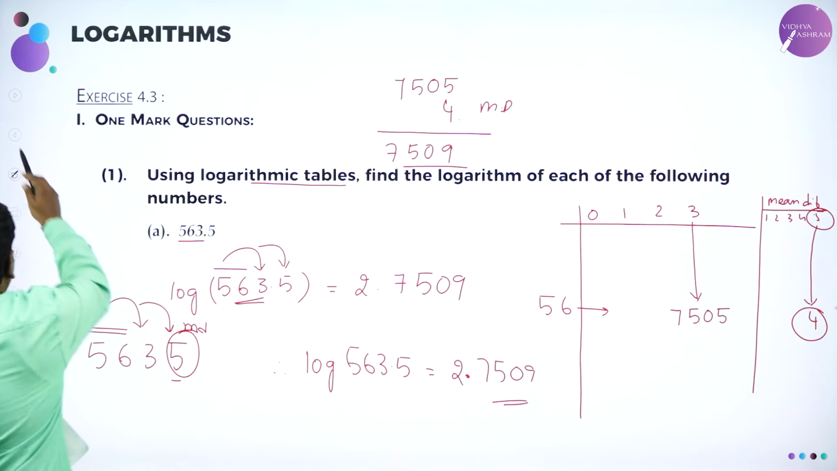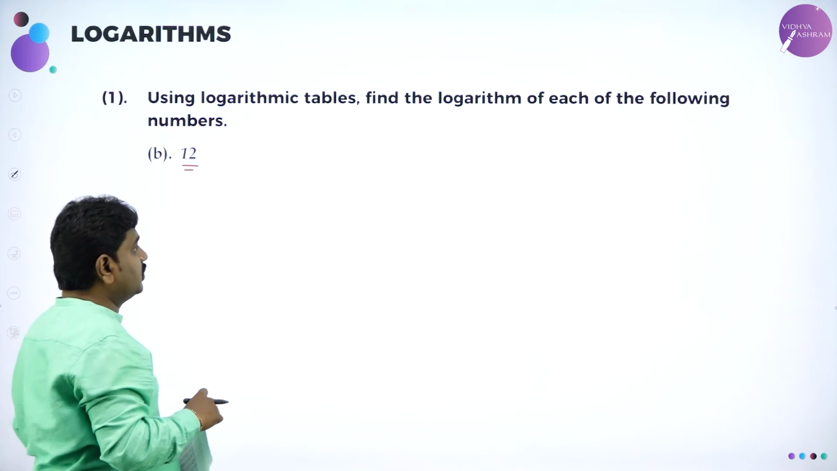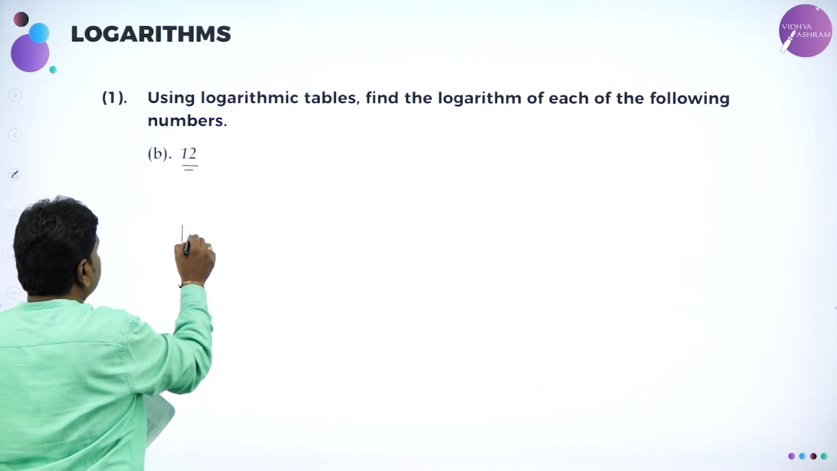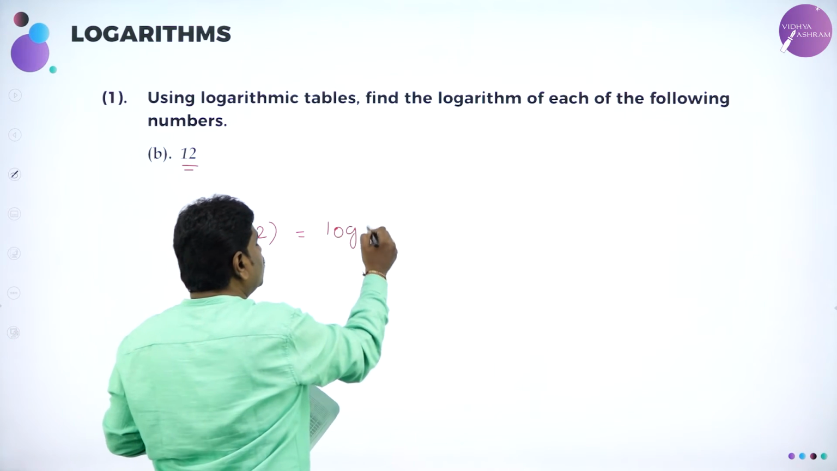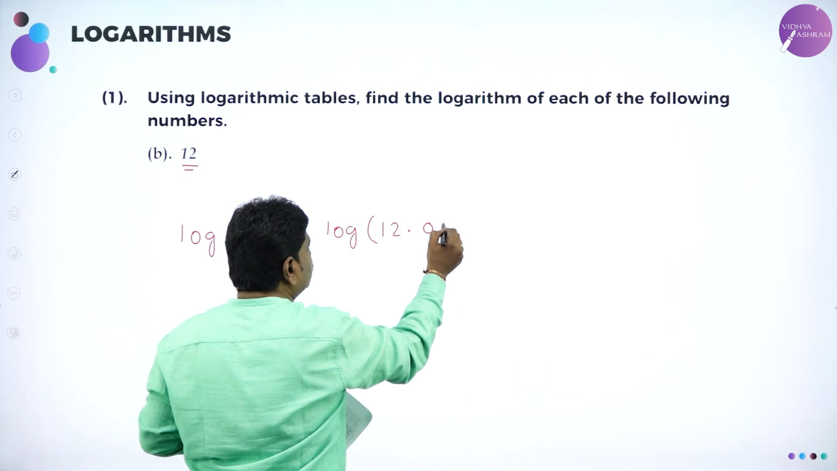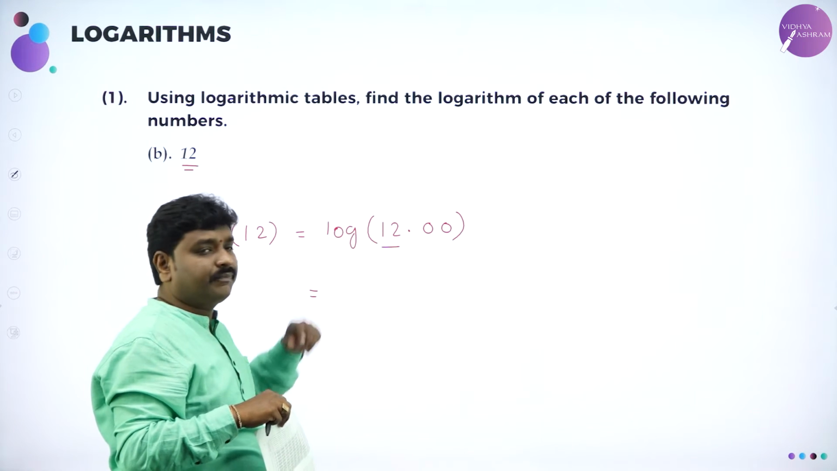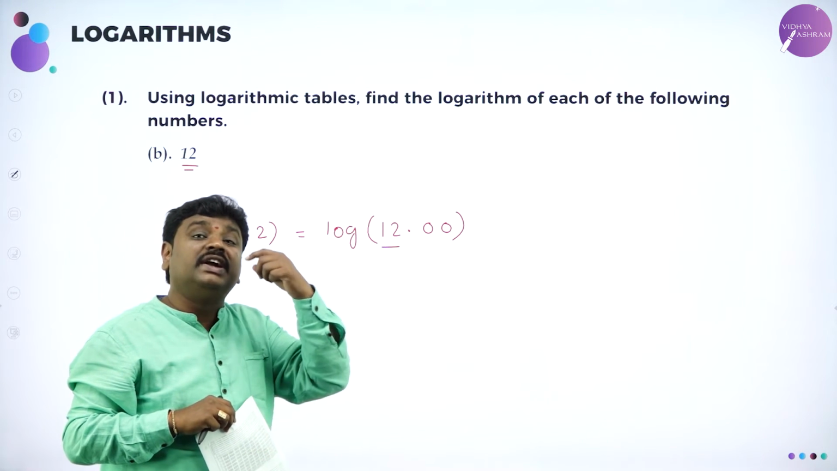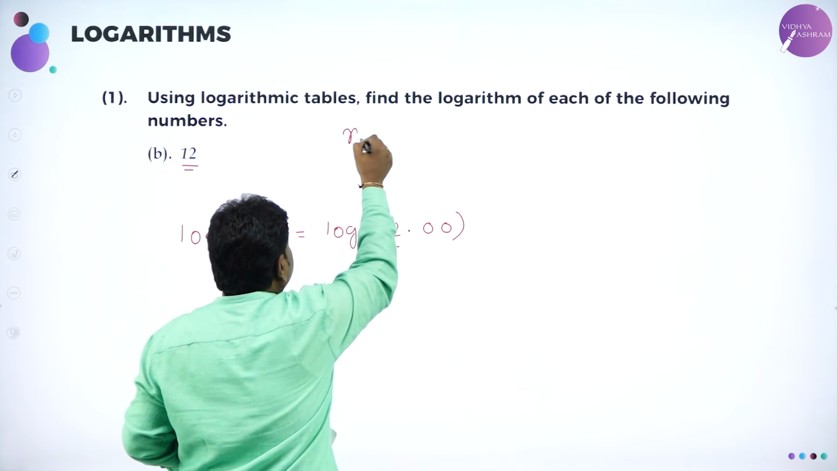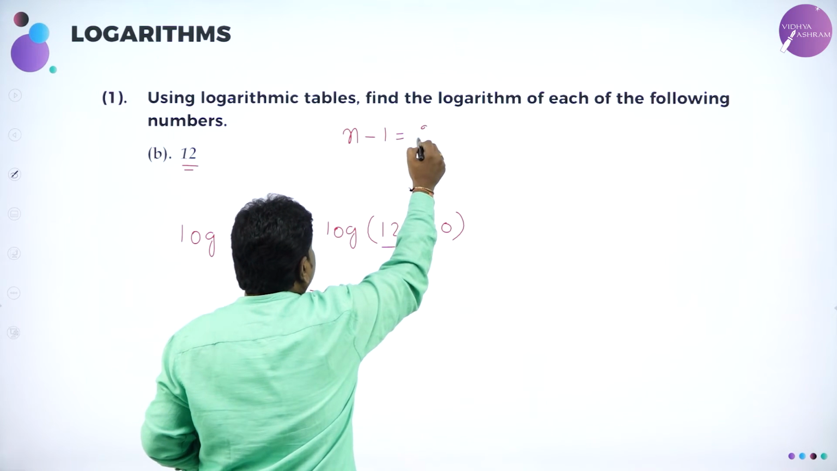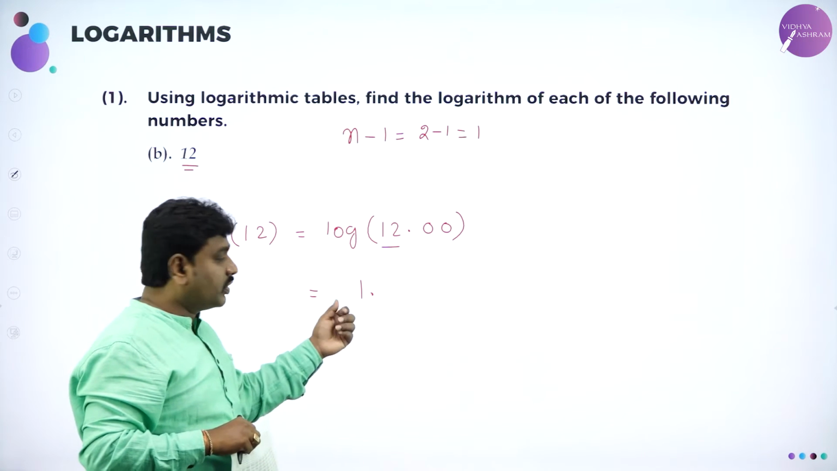So now we'll go to the next problem. They want log of 12. Can I say this as log of 12 point? I don't have digits here, so I'll write 0, 0. Now before the decimal is the integral part. Integral part is 12. In the integral part, how many digits are there? 2 digits. So number of digits minus 1: 2 digits minus 1 is 1. 1 point is the characteristic. Log 12 starts with 1 point.